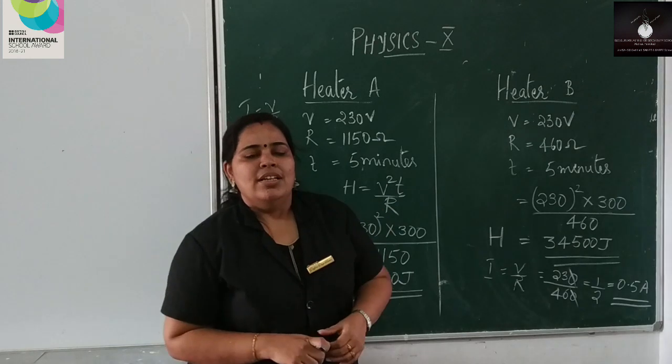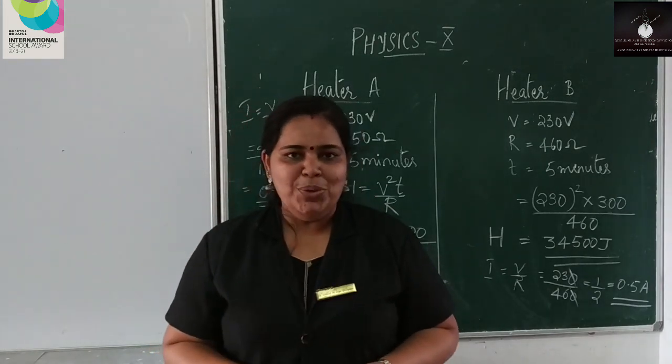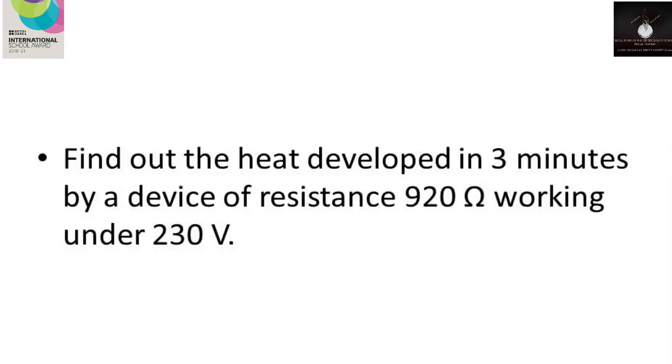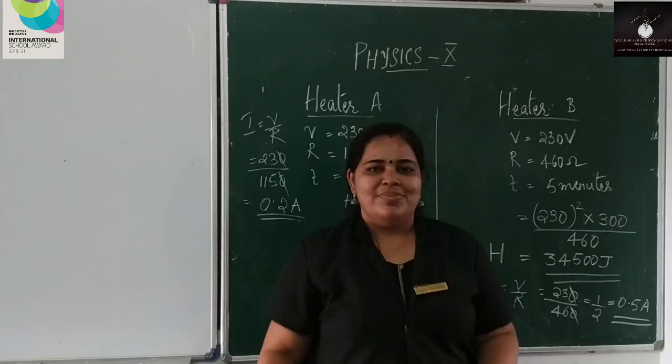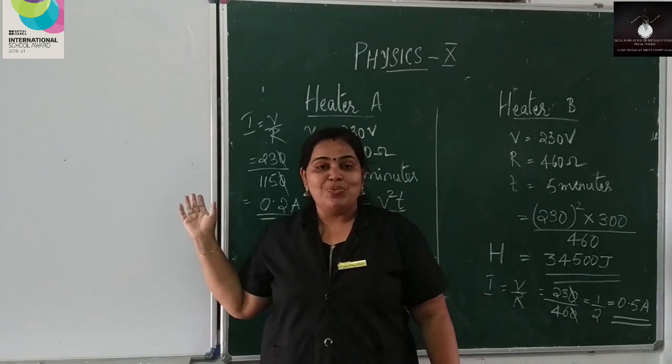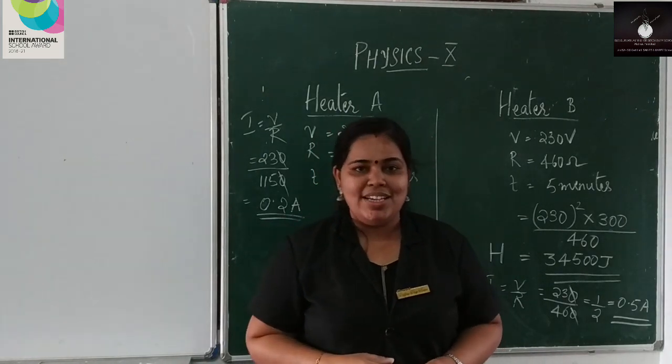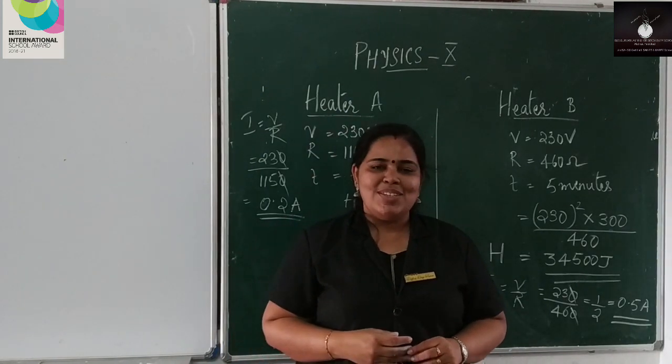Okay. Now, it's the homework for you. Find out the heat developed in 3 minutes by a device of resistance 920 ohm working under 230 volt. Okay? Hope you have understood how to find out the heat produced in a conductor.